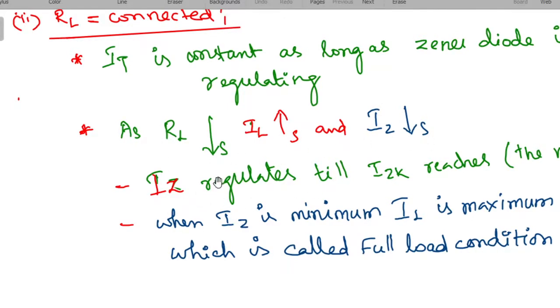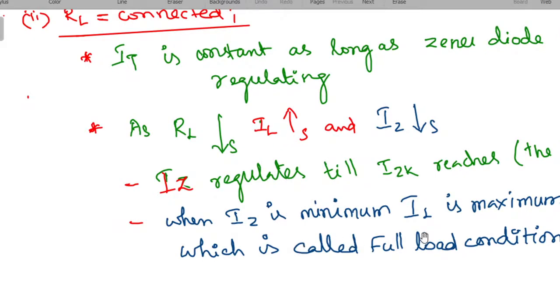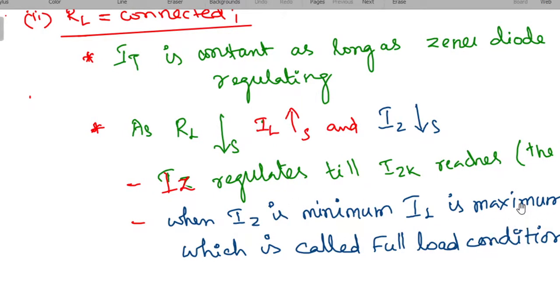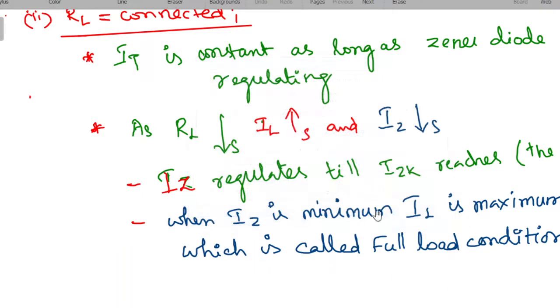This IZ will be regulating till the IZK reaches the minimum. Similarly, it would also regulate till the IZ reaches the maximum. Within that range only we know that it would be regulating. So when IZ is minimum, the IL would be maximum. Definitely, IZ is minimum means IL would be maximum. This condition is called the full load condition.